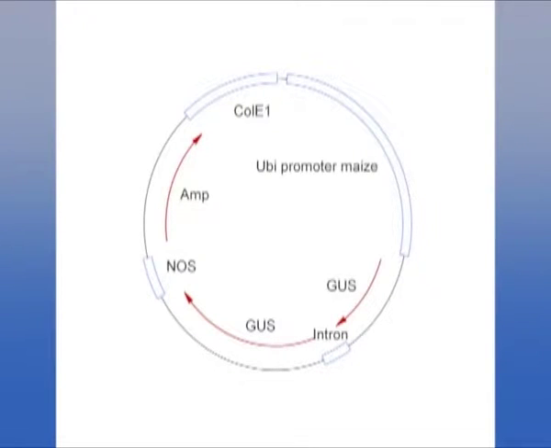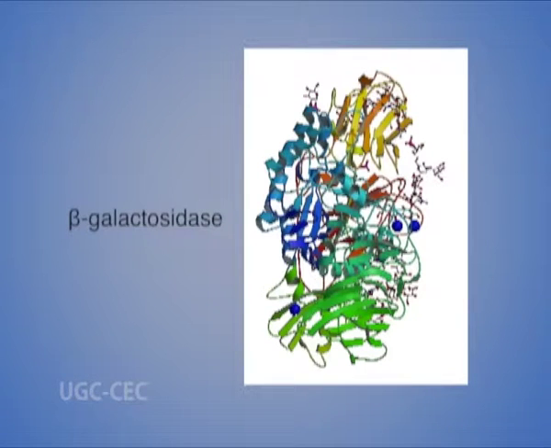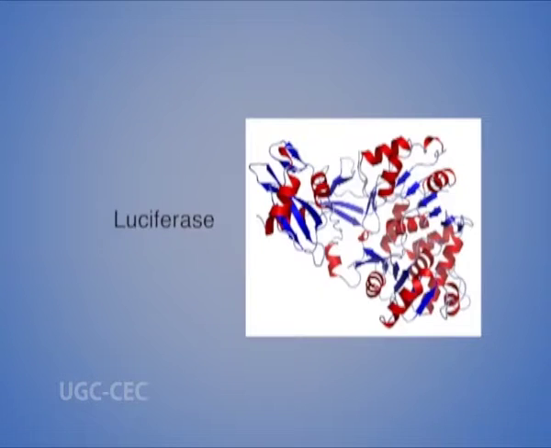Reporter genes include genes that code for fluorescent proteins and enzymes that convert invisible substrates to luminescent or colored products. For example, the Gus gene from E. coli and green fluorescent protein are commonly used reporter genes for plant transformation. Other than these, beta galactosidase, luciferase, etc. are also used.